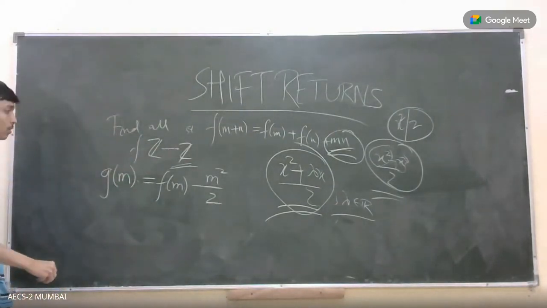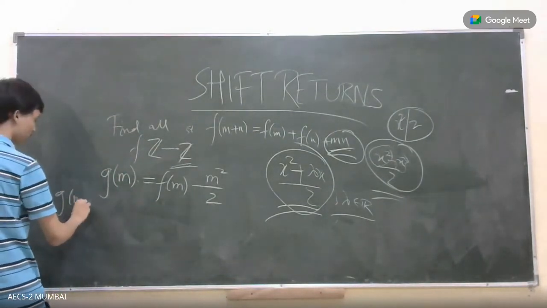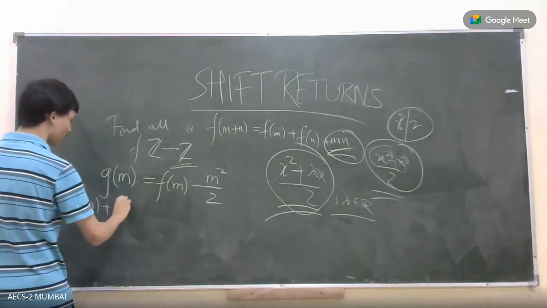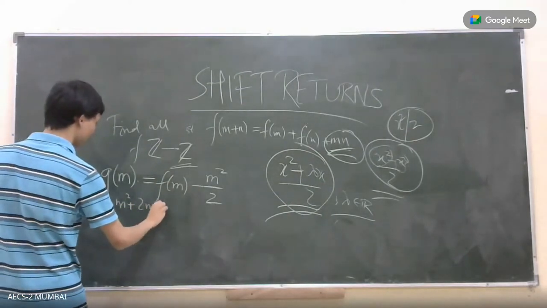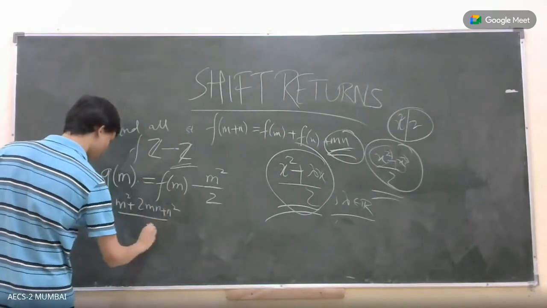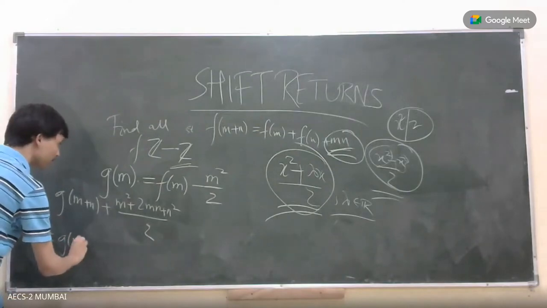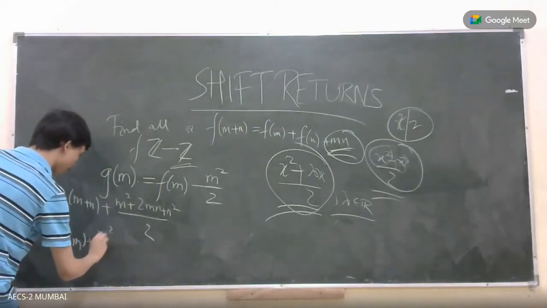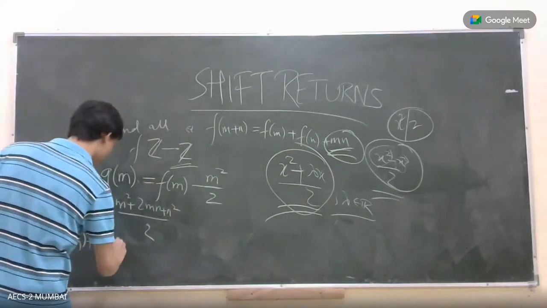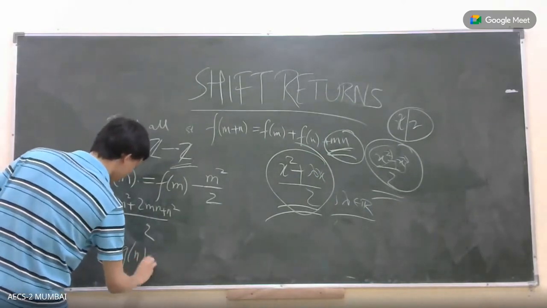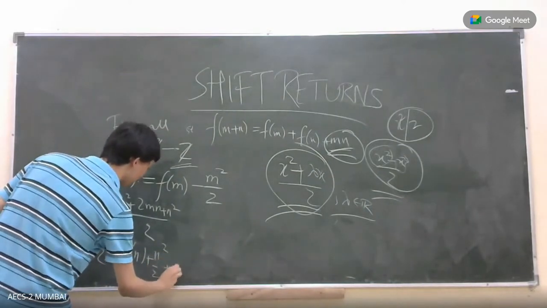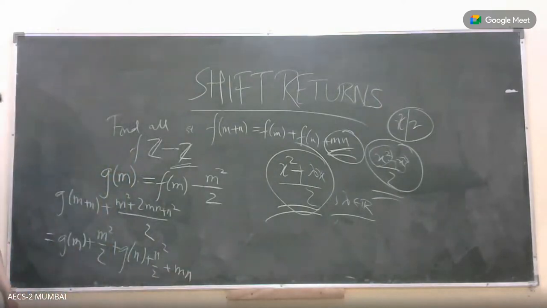What is f(m plus n)? g(m plus n) plus (m square plus 2mn plus n square) by 2. What is f(n)? g(n) plus n square by 2. And what is f(m)? g(m) plus m square by 2. And you know that. What will you get?